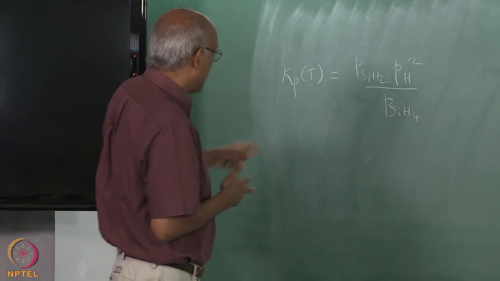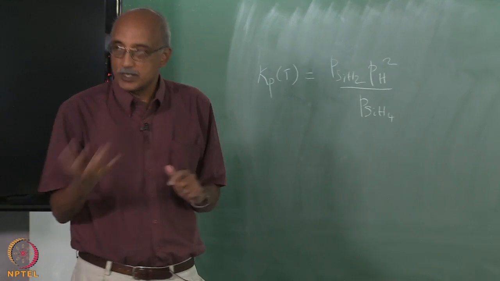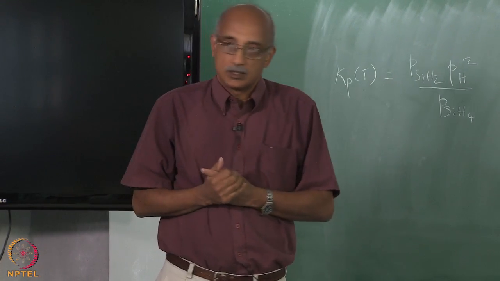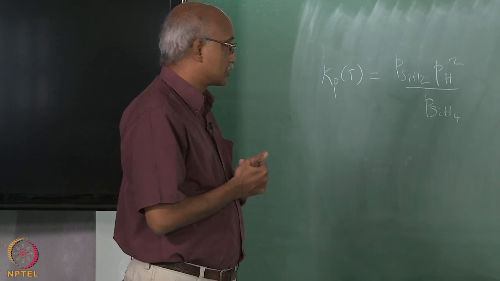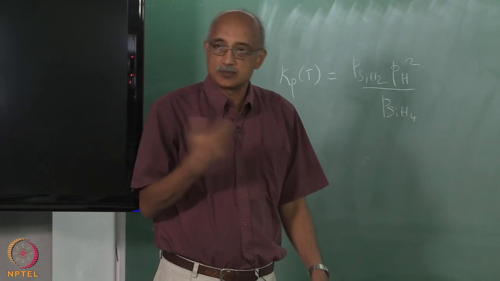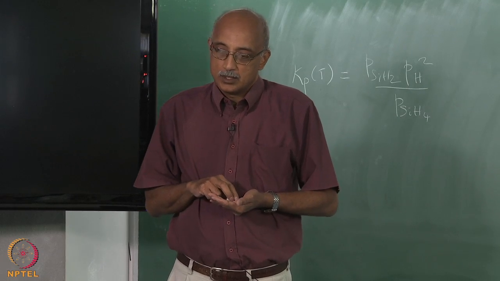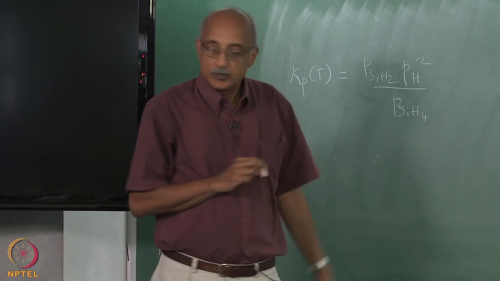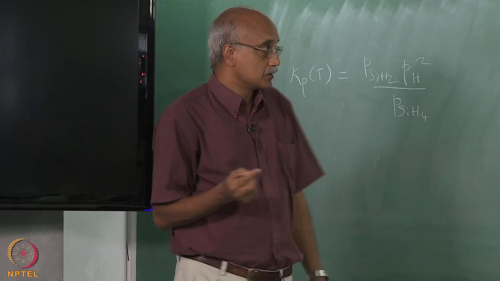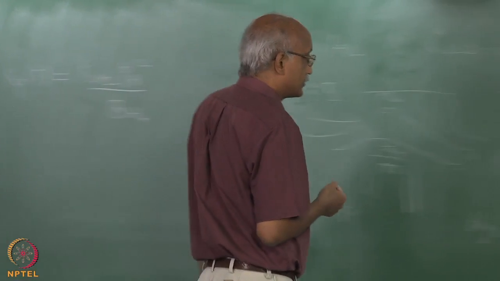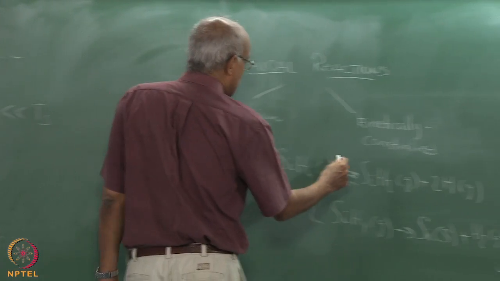So, if Kp is known at the temperature that the reactor is running at, then you can actually solve for the reacting species by doing a mass balance in the reactor. But this is of course assuming that chemical equilibrium is prevailing. But the other extreme of this, as I mentioned earlier, is kinetically limited.